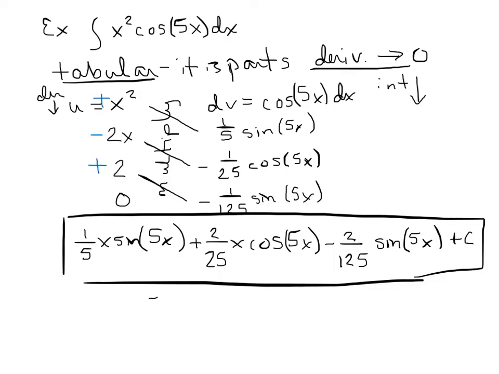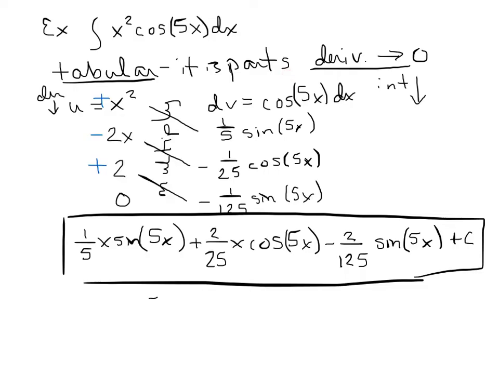If you don't like tabular, don't use it. You don't have to. You can always do this by just using integration by parts and doing it multiple times. You have to know both of them. So unfortunately, tabular is nice and easy, but there aren't always integrals that will have that derivative equal 0 at the bottom. I'm going to do an example of one of those next. And so you can't always use tabular, but you can always use parts.